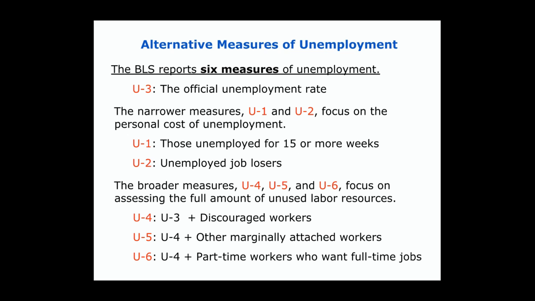We have U1 through U6, and then the labor force participation rate and the employment to population ratio. That would give us 8 measures, rather. So we have plenty of measures, plenty of ways for economists to look at employment and unemployment, and they can look at different aspects of it by having more ways to look at it than just looking at U3.